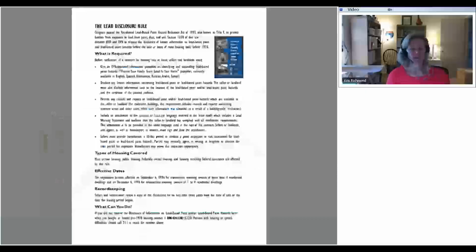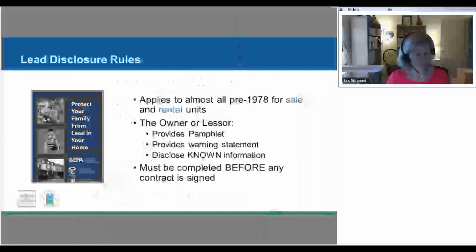Here's my disclosure handout. So if you're new to working in housing, if you're new to the Lead Safe Housing Rule, this might be a good handout for you to look at. It provides you with some background of the disclosure law. So disclosure has been in place since 1996, but this is some good background information for you. So I do have that handout for you.